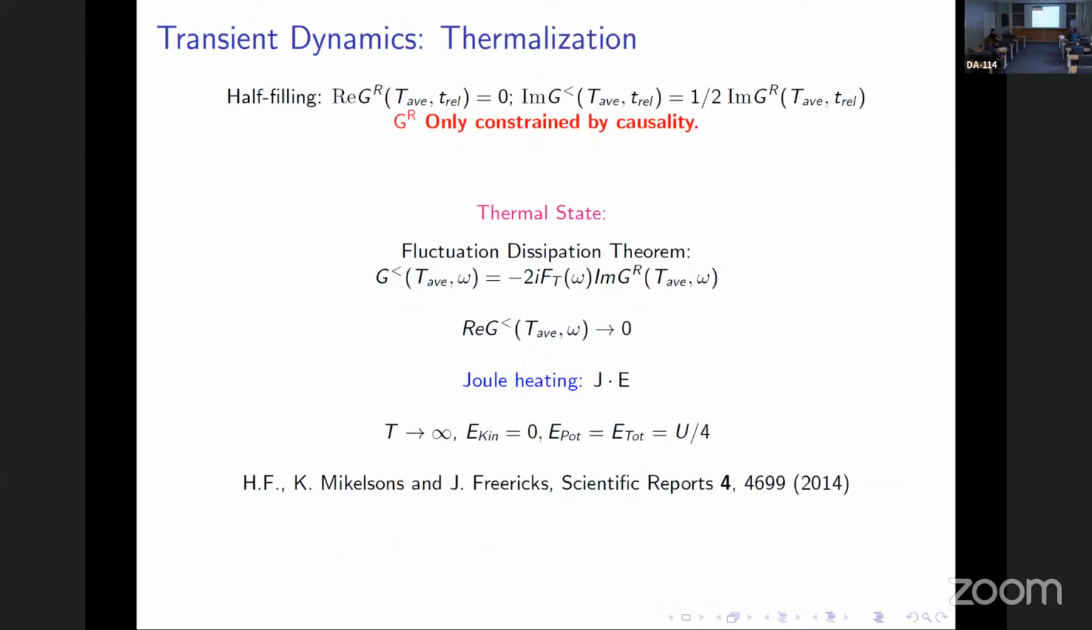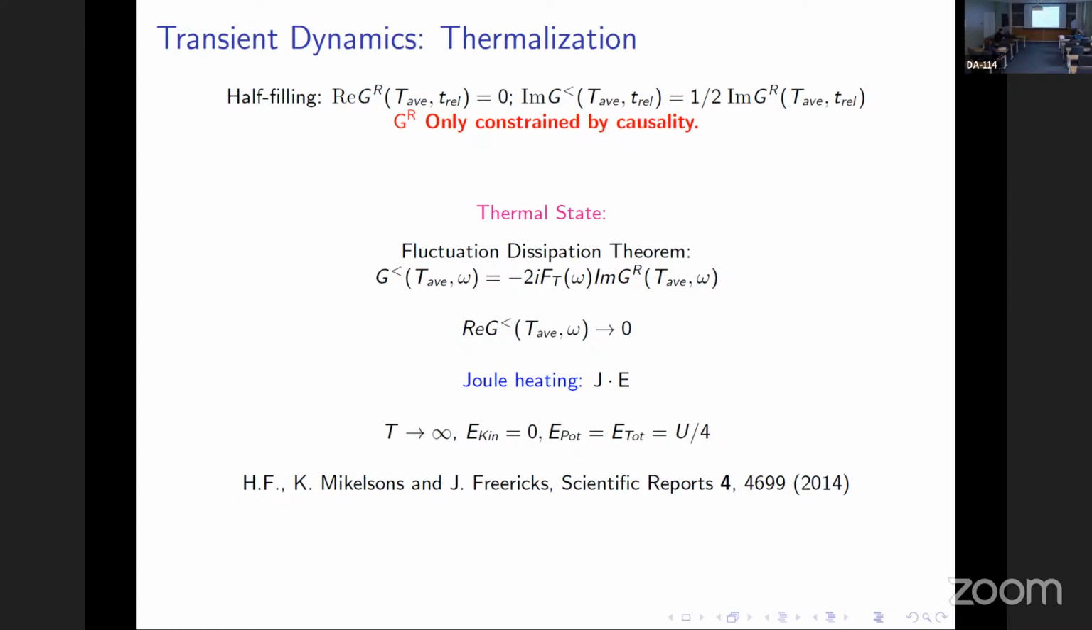And so then you can ask, can we better characterize this transient dynamics, this relaxation towards the steady state? At half filling, we know that the real part of the retarded Green's function should be equal to 0. We also know that if we have a thermalized system, we should have the fluctuation dissipation theorem. In general, we also know that this property applies at half filling. So we look for the validity of the fluctuation dissipation theorem as a measure for whether or not the non-equilibrium system is thermal, right? And we'll also calculate different observables and see how they behave as a function of time.